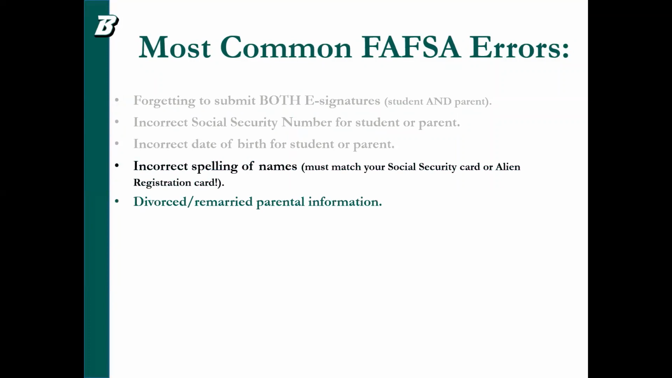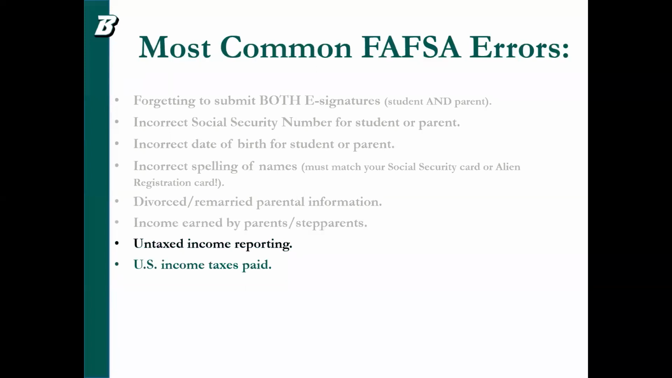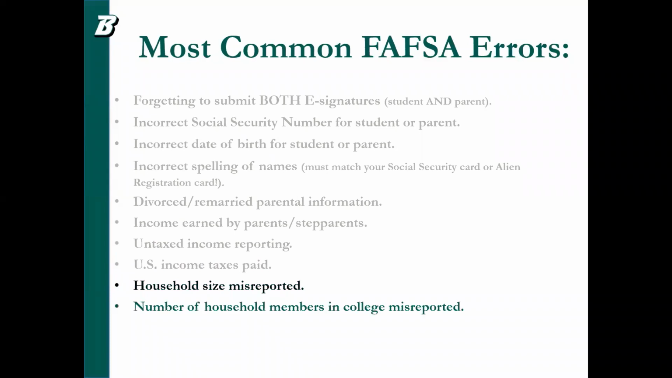Be certain that step-parent information is included if your parent is remarried. It is also very important to report accurate taxed and untaxed income information, as well as tax paid, real estate, and investment net worth, household size, and number in college. Incorrectly reporting this data may cause you to be disqualified from receiving aid you are entitled to.